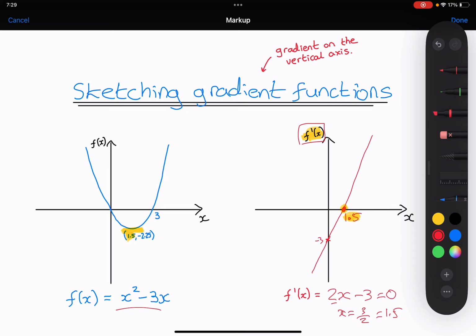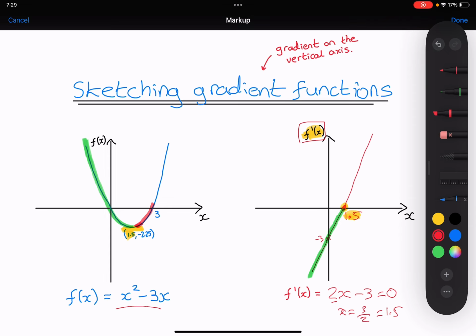And then to the left of that point over here, we can see that the gradient is negative. It's a decreasing function. Our gradient is negative to the left. And to the right of that point over here, the gradient is positive. It's an increasing function. It's going up. So our gradient is positive over there. We're going to talk more about that in a few moments.